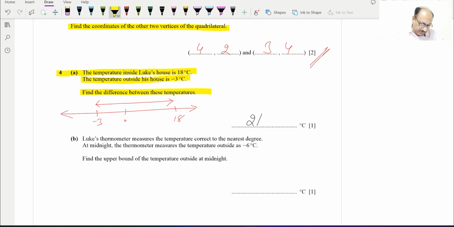And the B part says Luke's thermometer measures the temperature correct to the nearest degree. At midnight, the thermometer measures the temperature outside as 6 degrees Celsius.